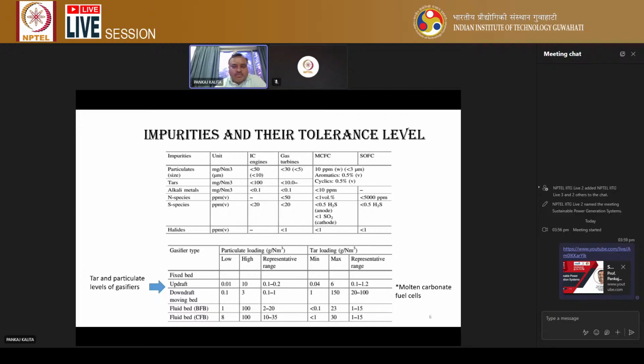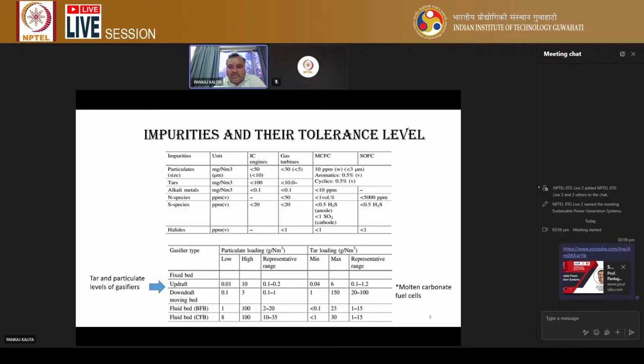So I'll just pick some of the important information which is really important as far as combustion and a particular application is concerned. So the tar and particulate levels of gasifiers, like in updraft, what could be the lower limit and higher limit, and then what could be the representative range, like 0.1 to 0.2 gram per normal meter cube.